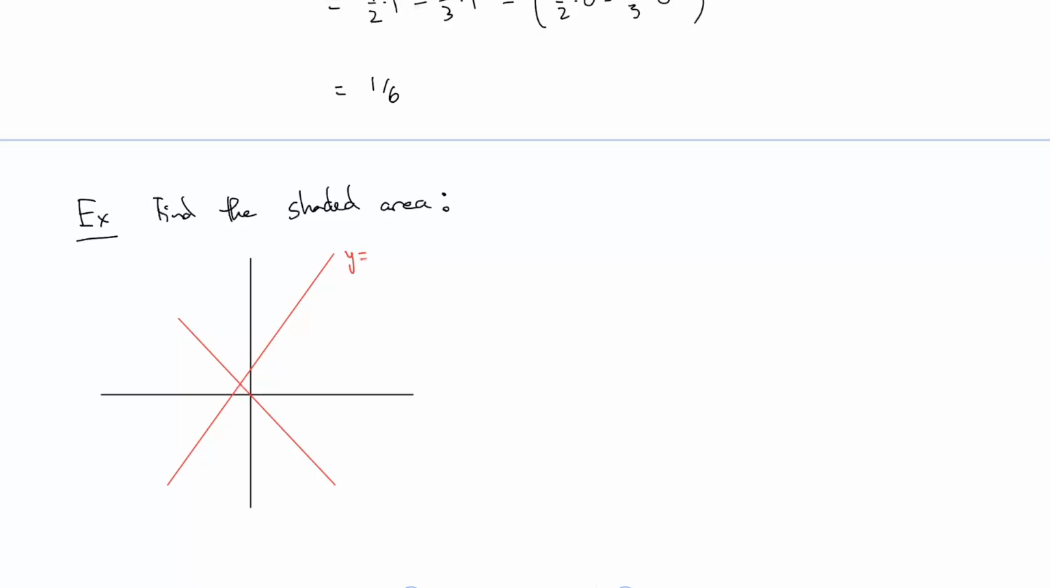All right, this one up here is y equals 2x plus 1, and this one down here is y equals negative x. And the shaded area, I didn't shade it yet, but this is it. Back here, this is -3, and then going up to +2 over here. And this is the area I want, that sort of bow tie shape. All right, find the shaded area.